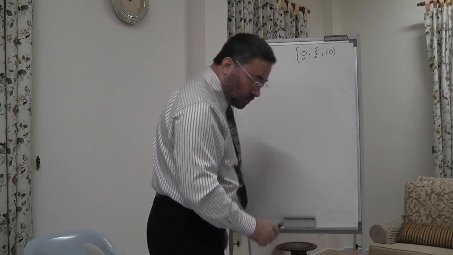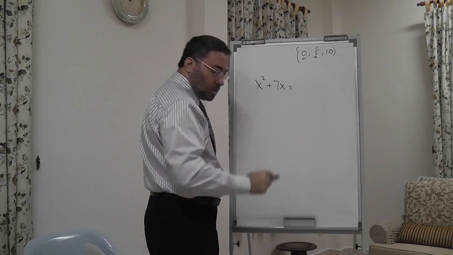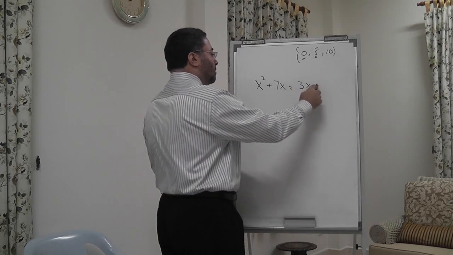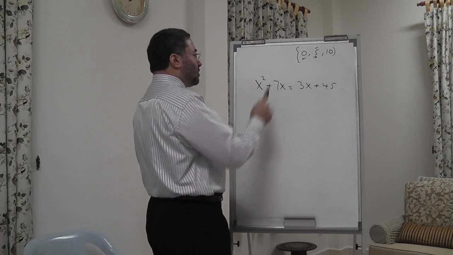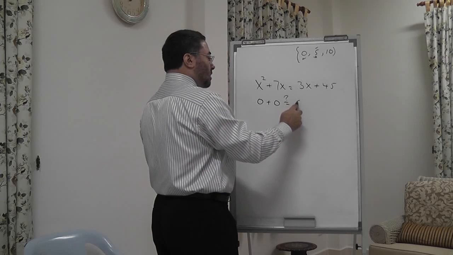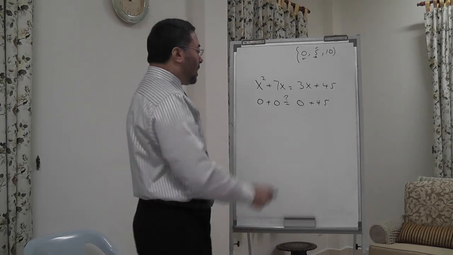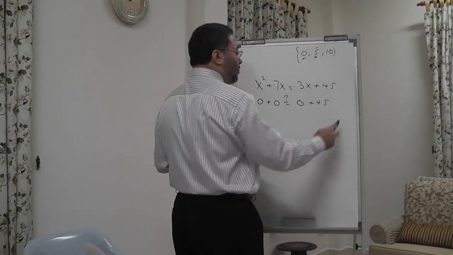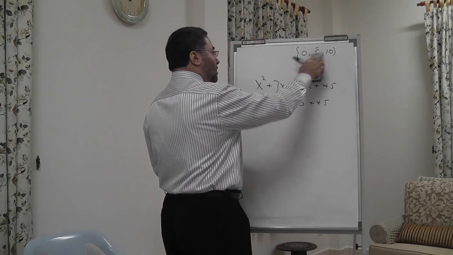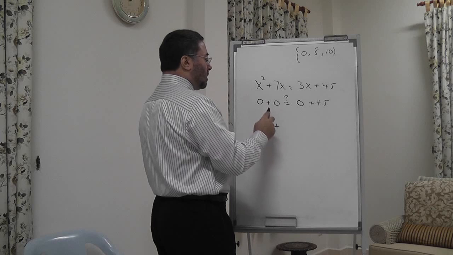Number 27, x squared plus 7x equals 3x plus 45. In this case, we replace x again with 0, so 0 plus 0 equals 0 plus 45. Now we put a question mark, is it equal to this? So now we find out that 0 is not equal to 45, so 0 is not a solution, so it is rejected. Next, we replace x with 5, and that will be 25 on x squared.